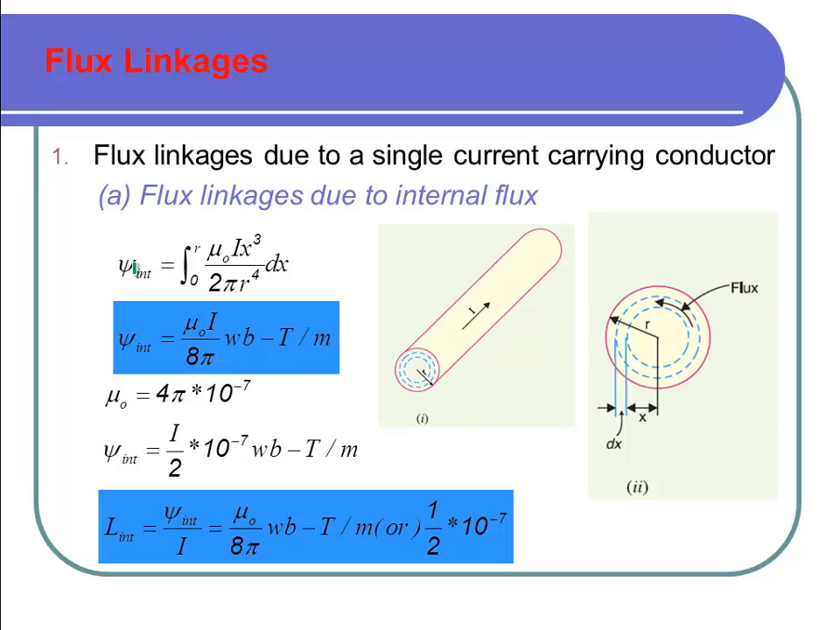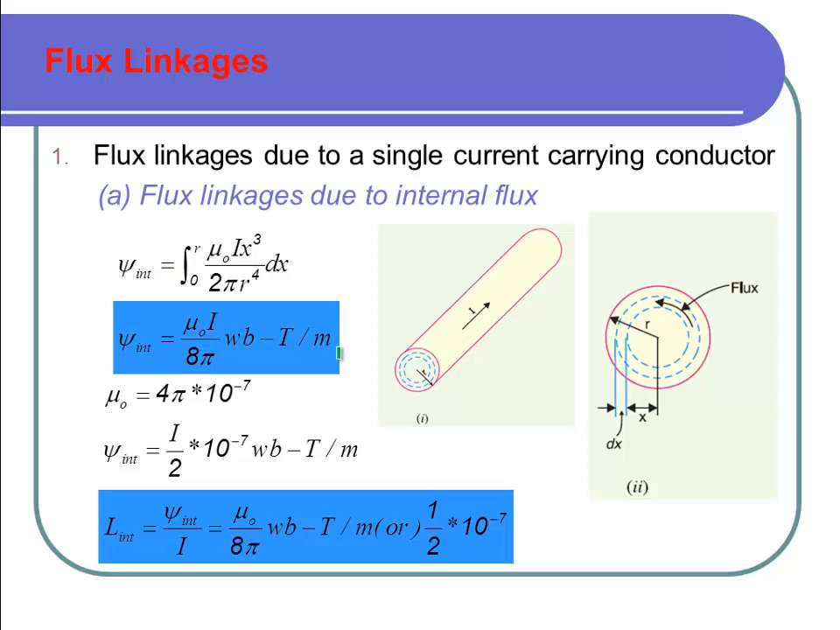So if you see here, psi is the flux linkage symbol, so psi internal equal to the integral of 0 to r mu naught I x cube by 2 pi r to the power 4 dx. Then if we solve this, mu naught, I, 2 pi and r to the power 4 are all constant, and only x cube dx remains. If we apply the limits 0 to r to this x cube, then we will get the solution: flux linkage internal equal to mu naught I divided by 8 pi Weber turns per meter.